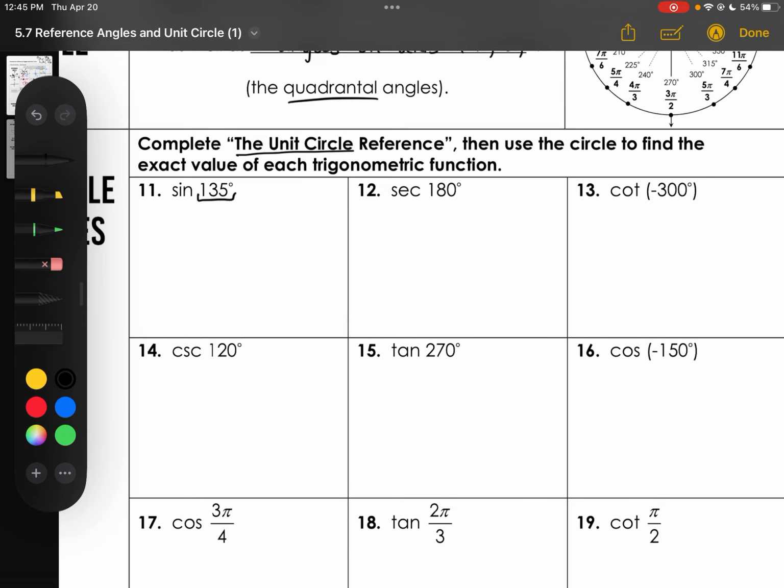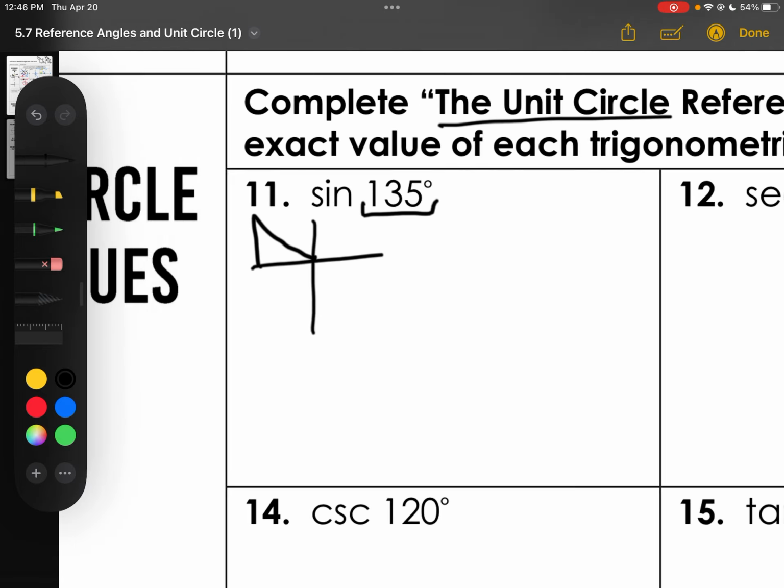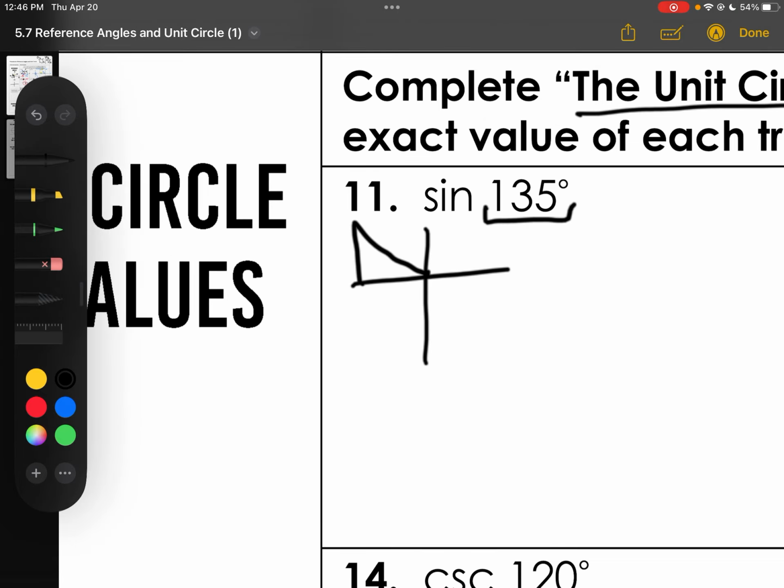So 135. That's going to be in quadrant 2. So just a little bit less than 180. So 135 is here. 180 is here. So we want to take the difference, and that'll give us our reference angle. So reference angle here is 45.